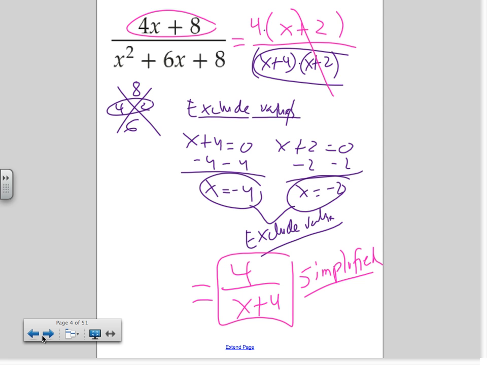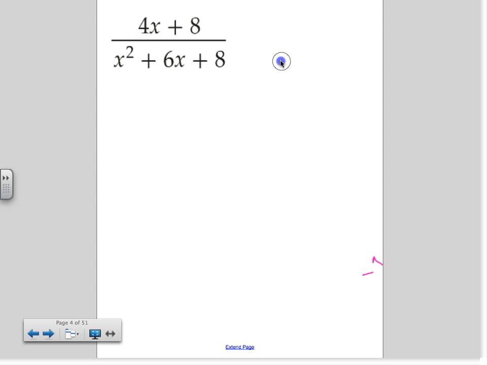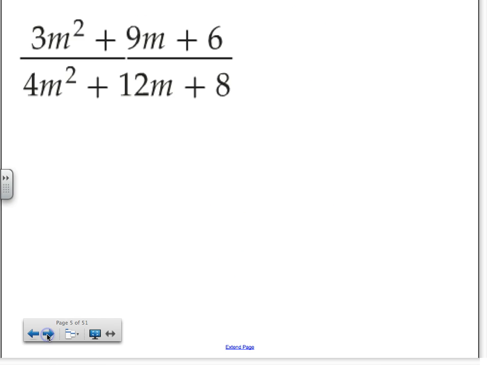Alright, take a look at this next problem right here. It makes more sense too. Take a look at this. So, once again, what we have here is 2 problems in one. It's the same kind of deal again. We have 3m squared plus 9m plus 6 over 4m squared plus 12m plus 8. Okay, so let's start one problem at a time.